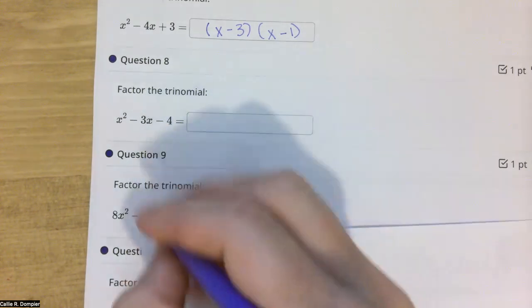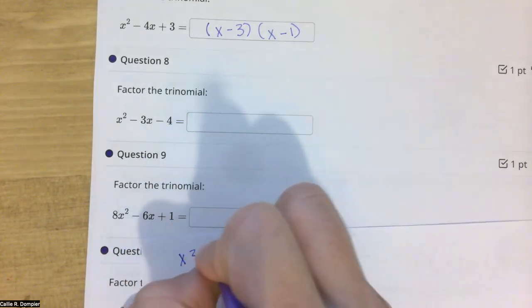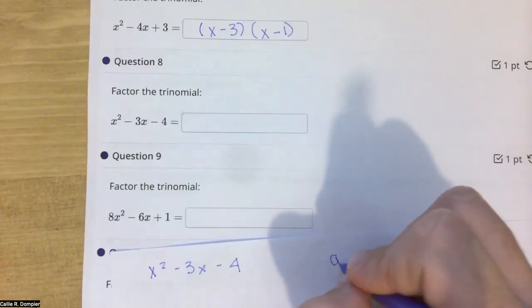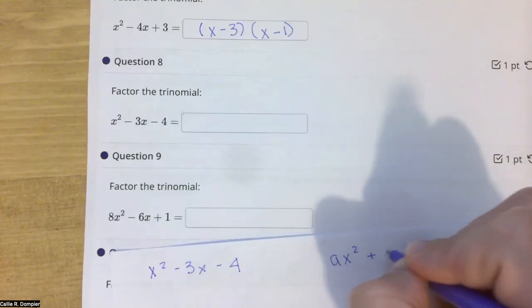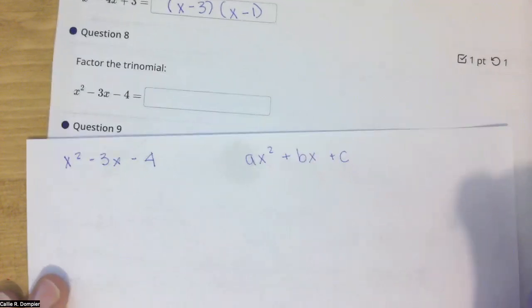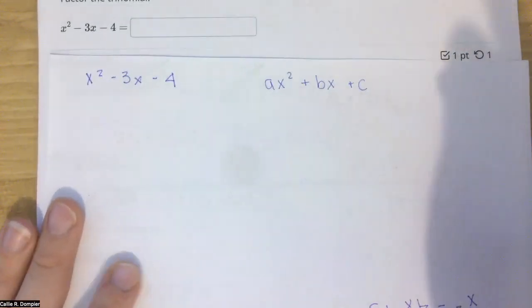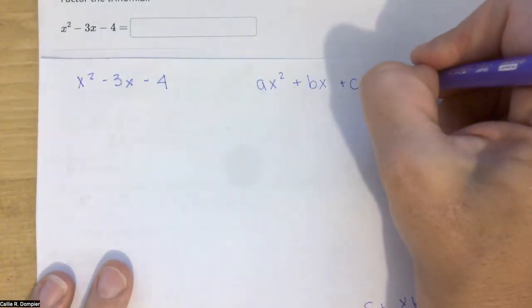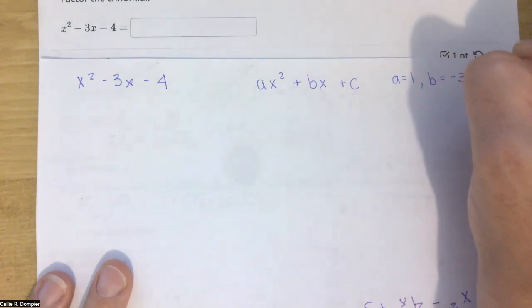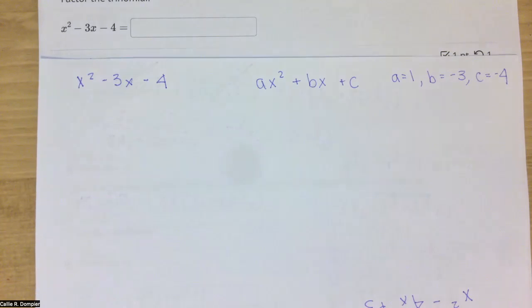Here's another one. X squared minus 3x minus 4. Ax squared plus bx plus c. So we know that in this case, a is 1, b is -3, c is -4, right?